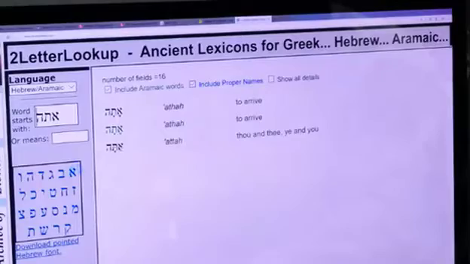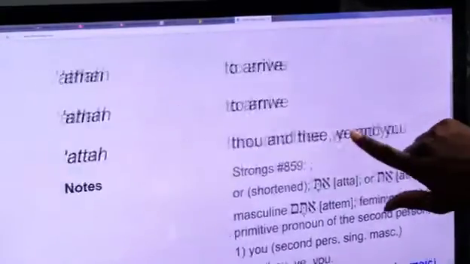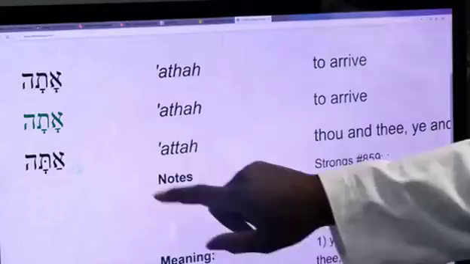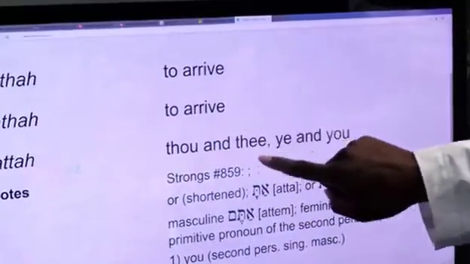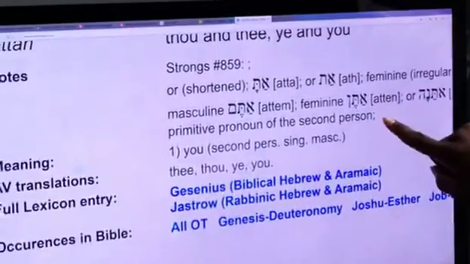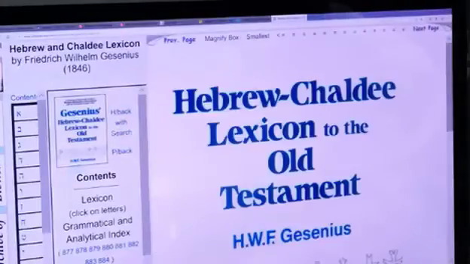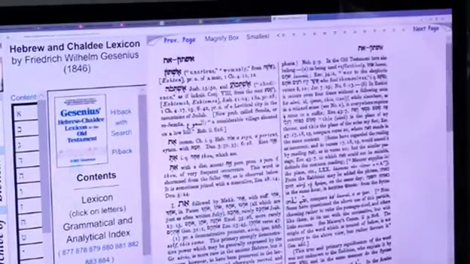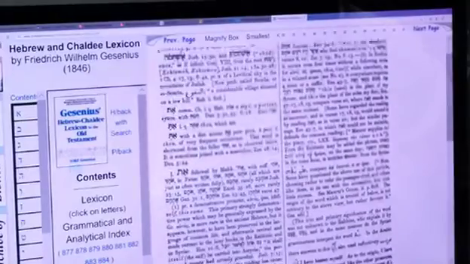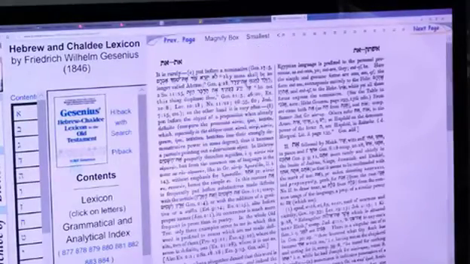All right, so here we have a tha, which can be translated as thou and thee, ye and you. Okay, so let's go to the Jacinius. Let's see if it gives us a scriptural example. If not, we'll just move forward.